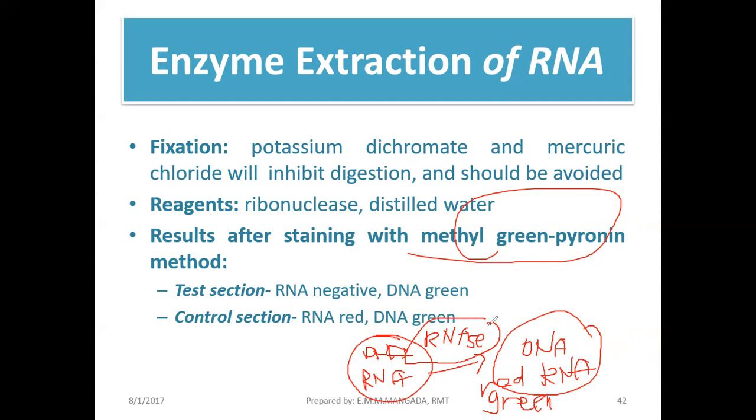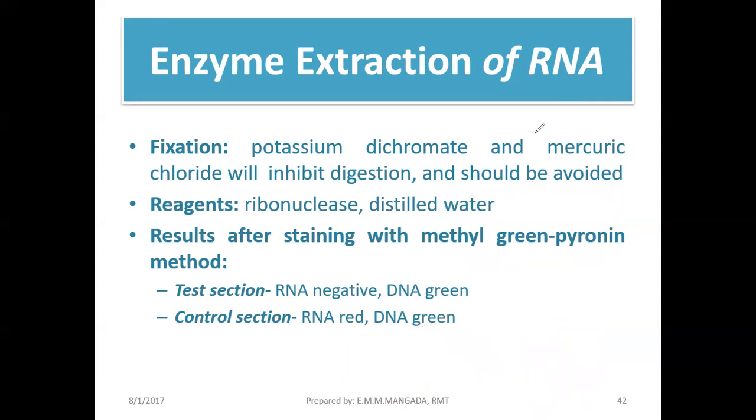So maybe your RNAse did not work because it did not extract your RNA, and it still got stained. Okay? Because if it worked, the only color that would appear is green, because that is only DNA, and there would be no RNA because it was extracted. Okay? So, that's the enzyme extraction of RNA and DNA. Okay? So guys, what's the purpose of your enzyme extraction or enzyme digestion? That is to confirm the presence of your RNA or your DNA in your specimen. Okay? So next.